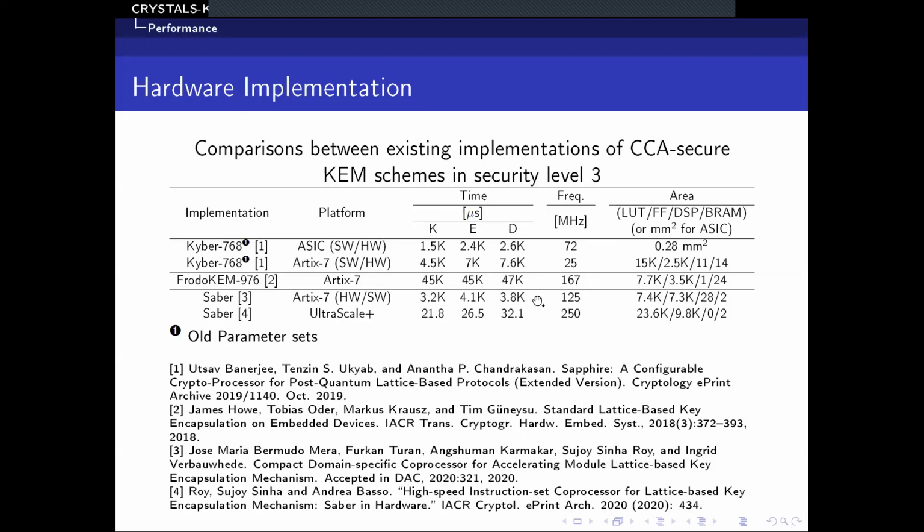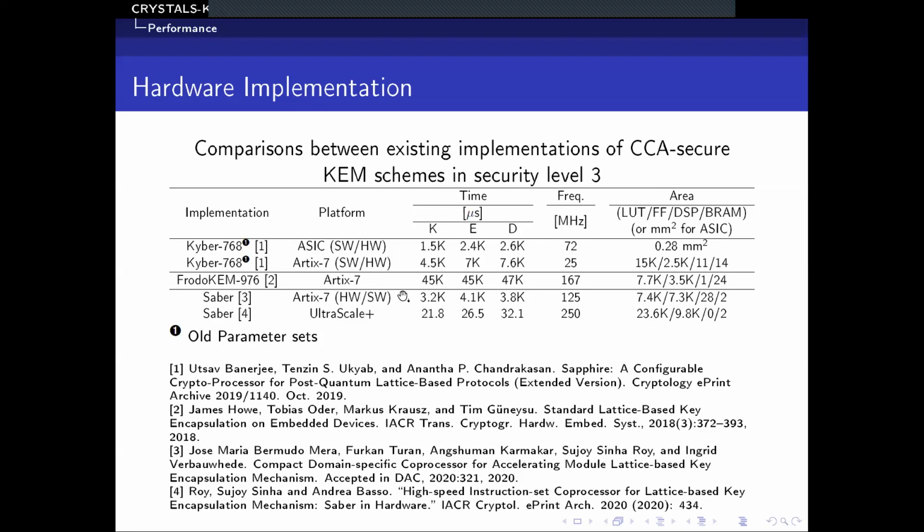Here we have a comparison between different schemes in the category level 3. As you see, Kyber here uses a software-hardware design, and the numbers for key generation, encapsulation, and decapsulation are on the order of a millisecond. However, FrodoKEM needs almost 45 milliseconds due to the huge key size.